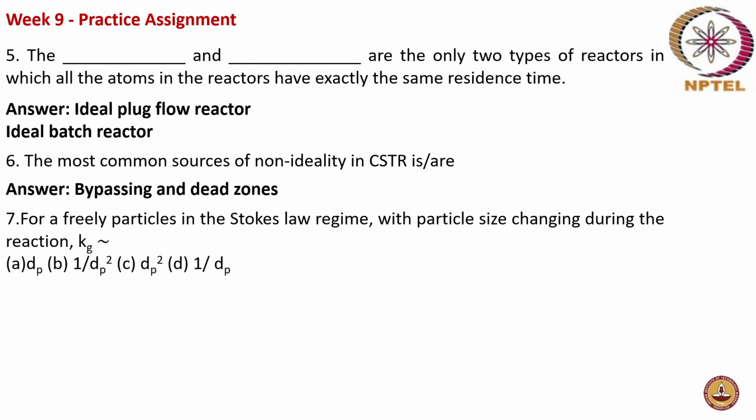The next question is, for freely falling particles in the Stokes law regime, with the particle size changing during the reaction, the gas phase mass transfer coefficient, is it similar to the diameter of the particle, or is it similar to 1 by square root of the diameter of the particle, or is it similar to square of the diameter of the particle, or is it similar to 1 by dp?